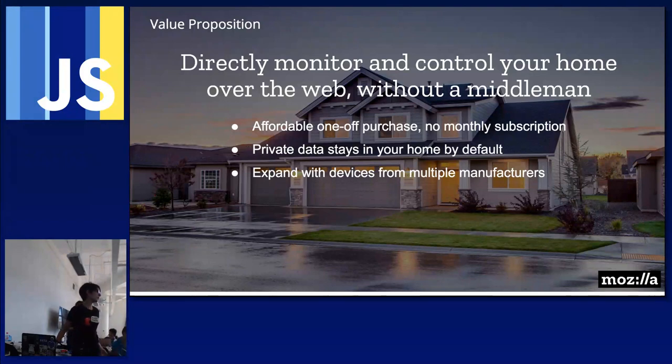So as we said, it's without a middleman. You own your own data. It's pretty cheap to set up. All you need is a Raspberry Pi for the gateway, and then sensors. You can either buy sensors. There are plenty of add-ons for interoperability, or you can create your own sensors.